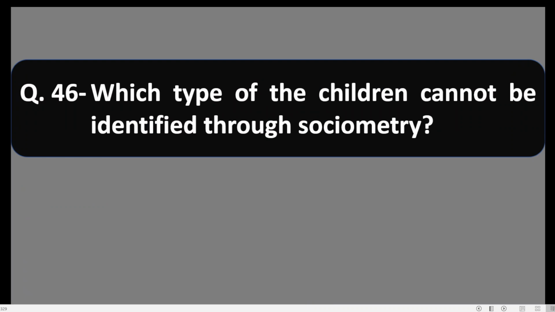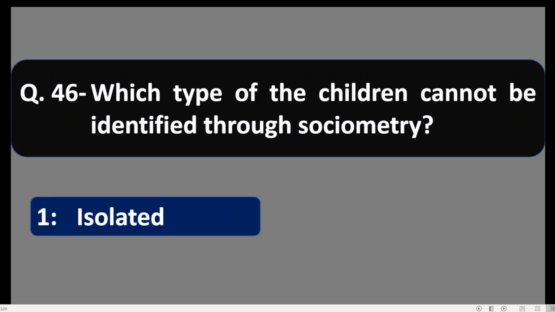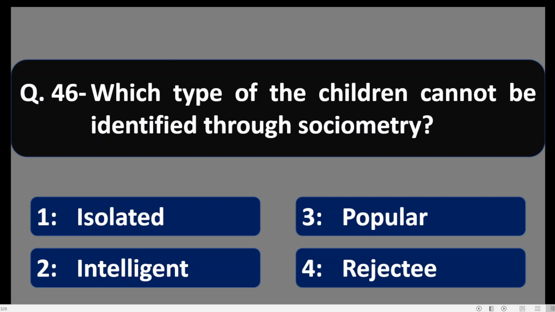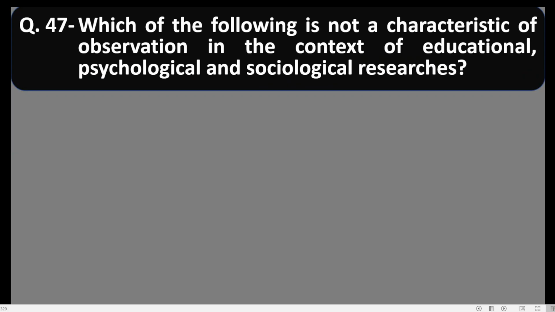Question number 46. Which type of children cannot be identified through sociometry? Isolated, intelligent, popular, rejectee. We know that sociometry measures the sociability of the students, so intelligence cannot be measured. So intelligent children cannot be identified with the help of sociometry. Option 2 is correct.